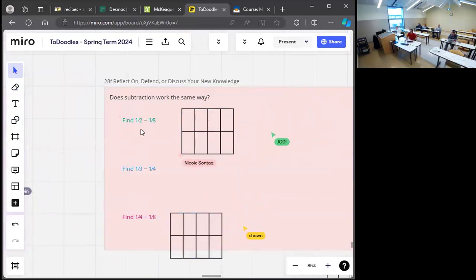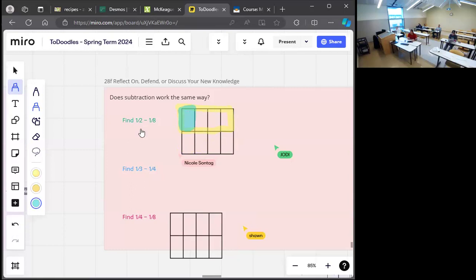So if I want to shade 1/2, here is my shading of half of this thing. Should I shade the top instead? It doesn't really matter. And now I want to take away 1/8 from that. So I'm going to take away this one.